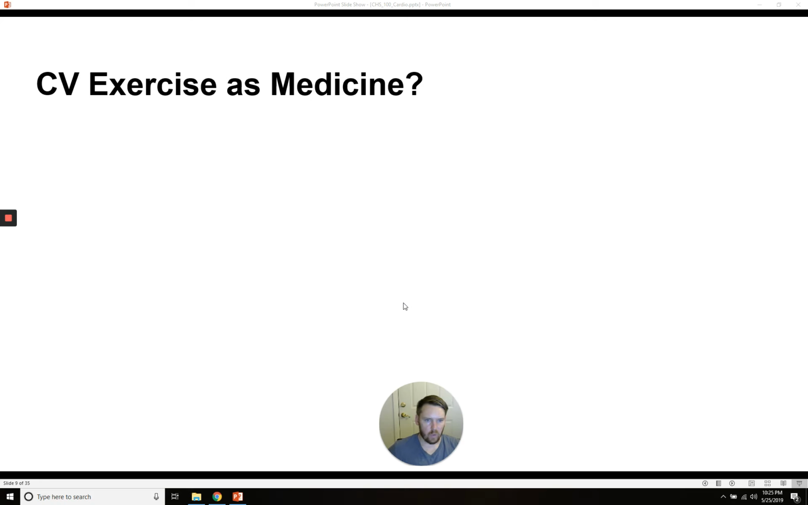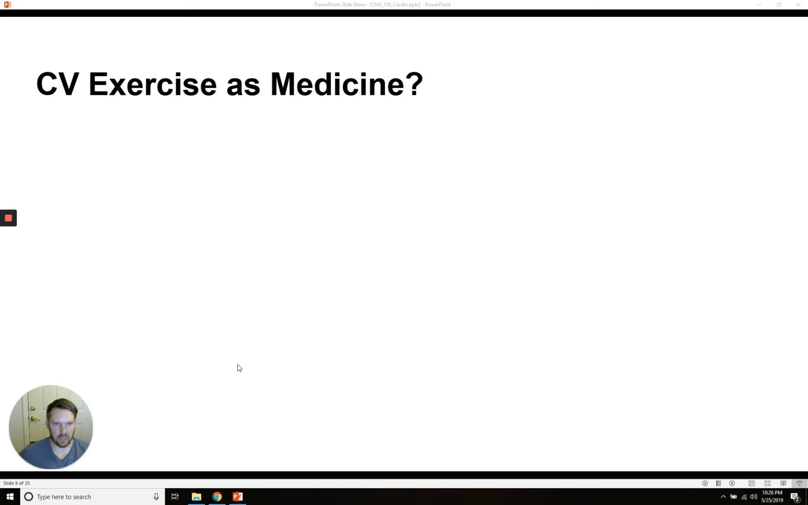Now, perhaps even more importantly, cardiovascular exercise can be very powerful for things like preventing metabolic disease, which we talked about in the health trends lecture as being a major health crisis. But can it be used as medicine? This is a bit of a controversial or debatable topic. Does it have medicinal-like effects?